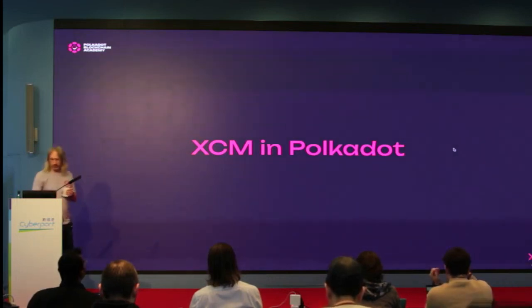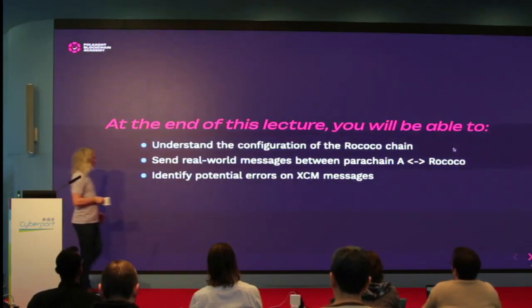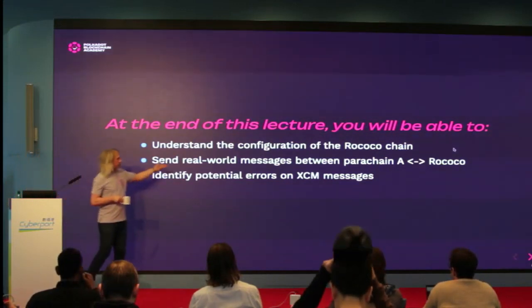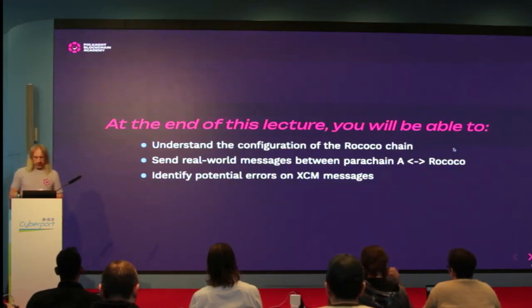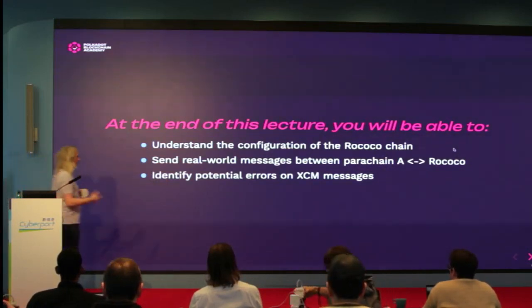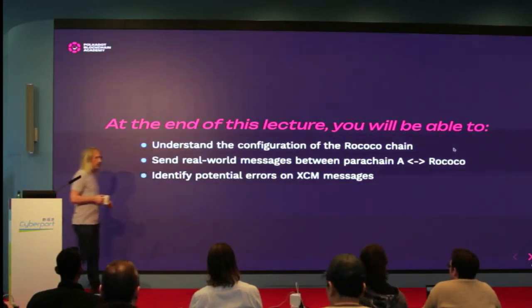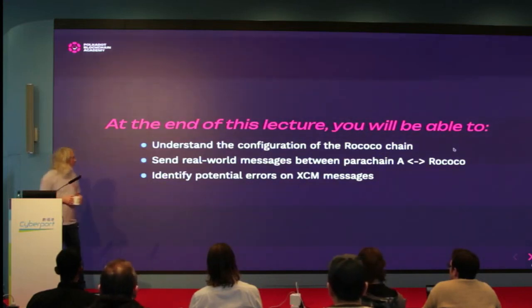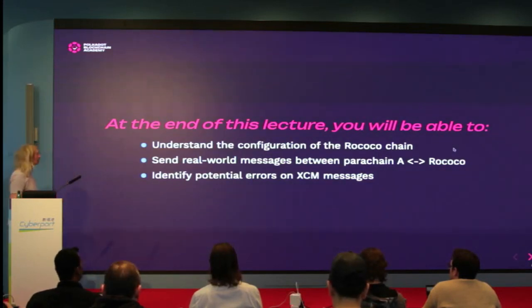Let's see. Okay. So, yeah, I want you to understand what Rococo is doing, how it's configuring itself, and understand how real-world messages would be sent. The first thing that you're going to deploy, if you're making a parachain, is probably going to be onto the Rococo testnet. So understanding how you're going to send messages there is probably pretty sensible, and understanding how you can identify errors. So probably a fairly sensible thing to be doing.